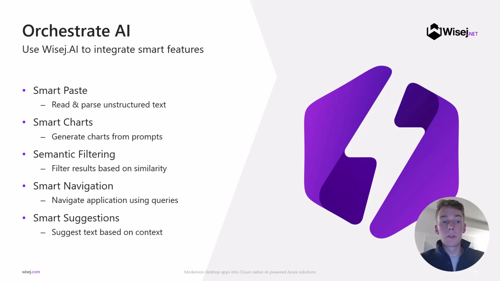Smart charts allow you to generate charts from prompts. So I can say what kind of chart I would like to create and pass in a data source. So maybe that's a Microsoft SQL Server data source. And the AI provider will generate a SQL query that will build the data set I need for my chart based on that information. Semantic filtering allows us to search not just for specific keywords, but also results related to those keywords.